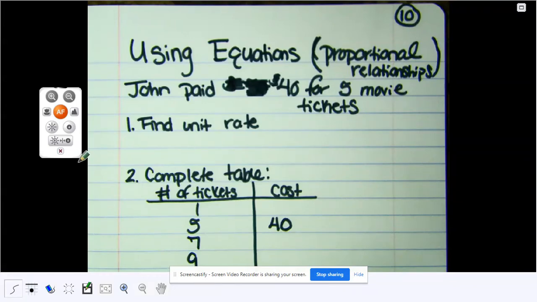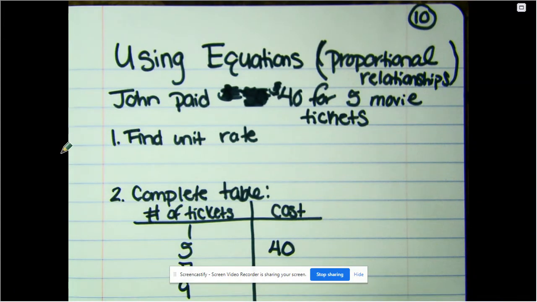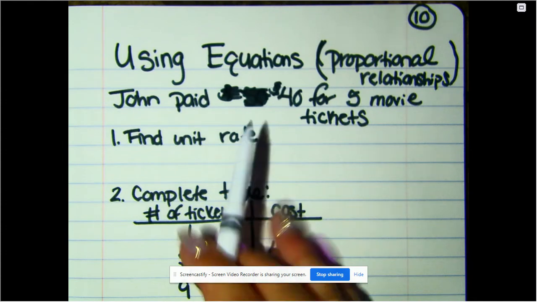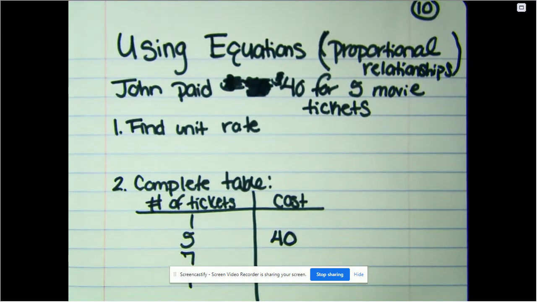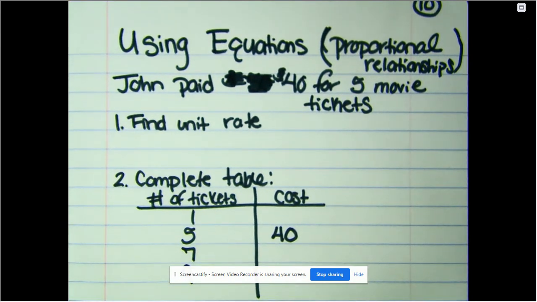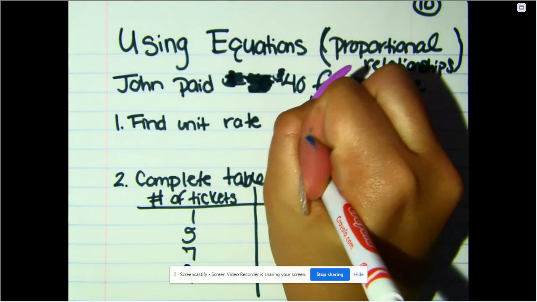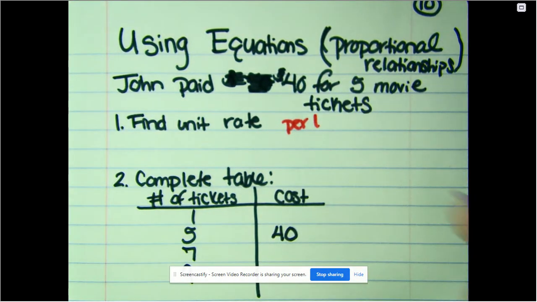Okay, in this video, we are going to be using equations and proportional relationships. So we are still making them, but now we're going to be using them. For the very first one, again, sorry for the error, we have John paid $40 for 5 movie tickets. We need to find his unit rate or the cost per one ticket. Again, a unit rate is going to be the per one or the per one ticket.